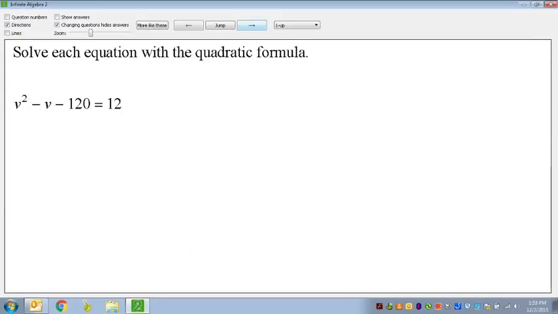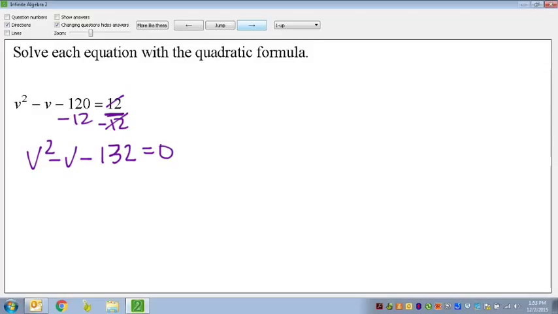Let me see if I can do one more here before we get out. And you'll notice it's not set equal to 0. Notice how there's an equals 12 here. Before I can do the quadratic formula, it has to be equal to 0. So I have to subtract 12 from both sides first, because it has to be equal to 0. So v squared minus v minus 132 equals 0. Okay? Because the equation has to equal 0 before I can do quadratic formula.